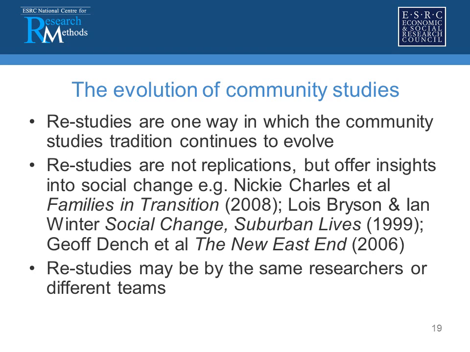Just some examples of recent studies that have come out. So Nickie Charles and her colleagues going back to Swansea and re-studying a community or a set of communities that were studied originally in the 1960s. In Melbourne, in Australia, Lois Bryson and Ian Winter went back to a community there and looked at social change in the intervening period. And then Family and Kinship in East London has been restudied, and some of you may know this particularly controversial book by Geoff Dench and his colleagues.